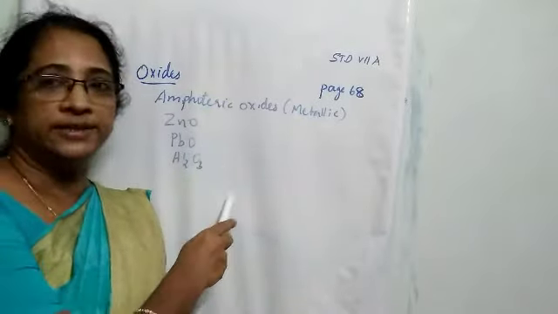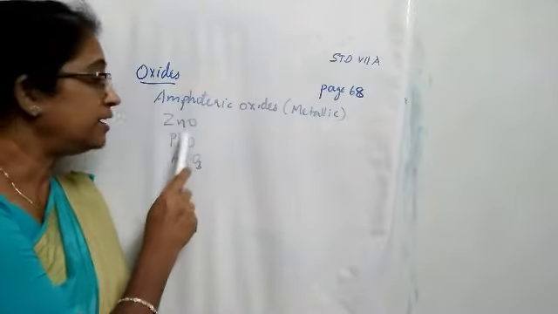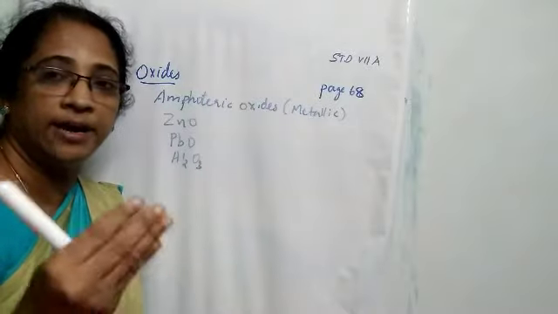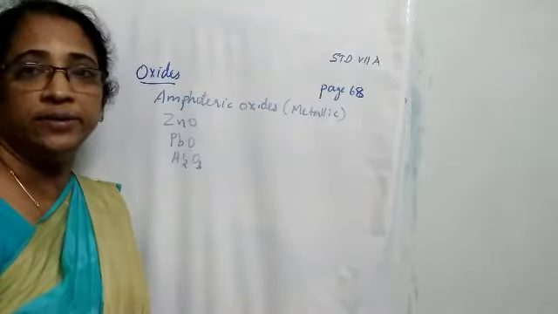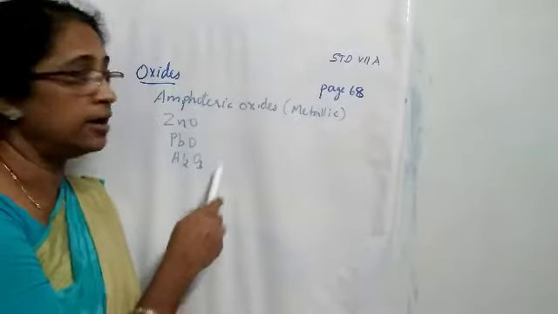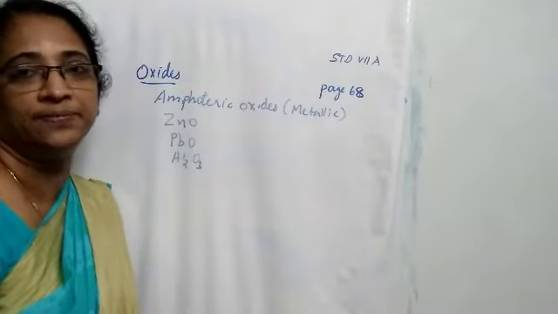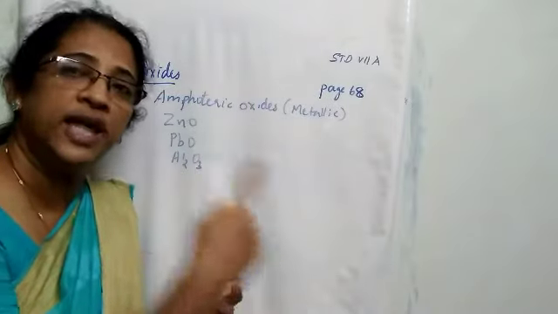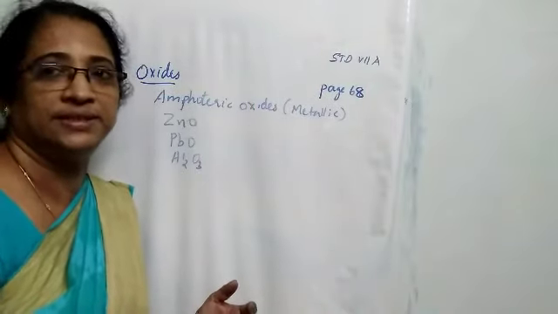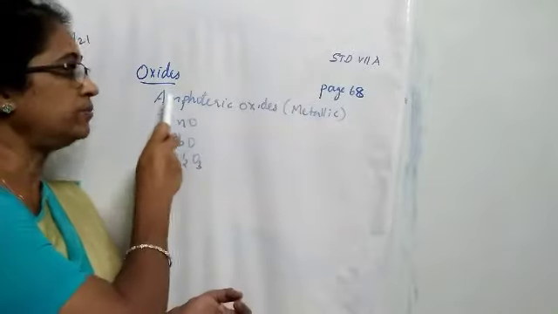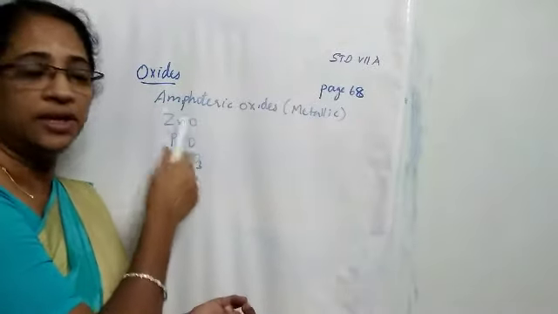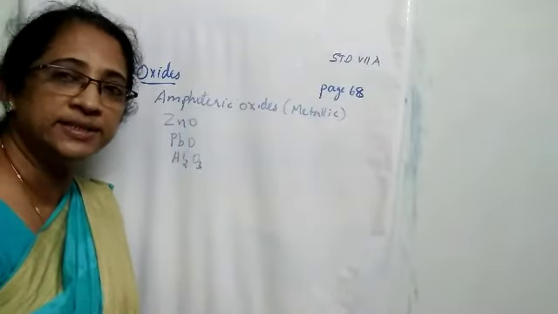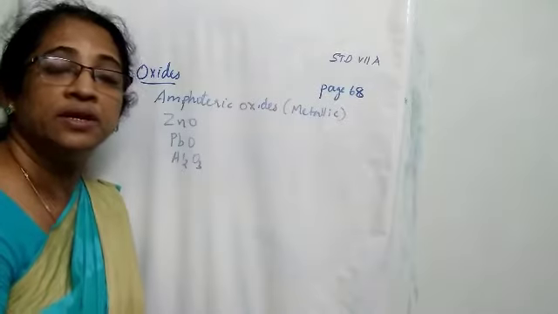These amphoteric oxides are zinc oxide, lead oxide and aluminium oxide. Only three amphoteric elements: zinc, lead and aluminium. Their oxides are amphoteric and we call them amphoteric oxides. These amphoteric oxides can react with both acids and bases, that is why the name amphoteric. These three oxides react with both acids and bases to form salt and water.